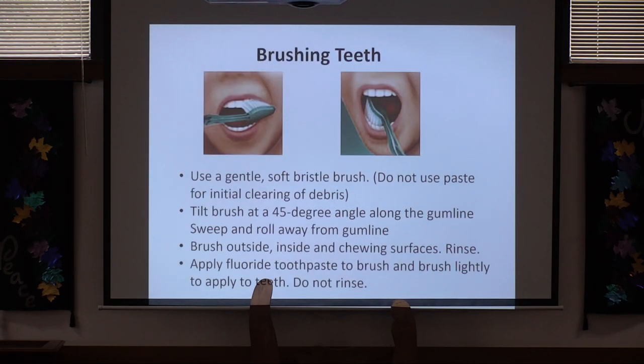Brushing your teeth: use a gentle soft bristle brush. Do not use paste for initial clearing of the debris. Tilt the brush at a 45 degree angle along the gum line. Sweep and roll away from the gum line. Brush outside, inside, and chewing surfaces and rinse. Then apply fluoride toothpaste to the brush and brush lightly to apply it to the teeth. Do not rinse.